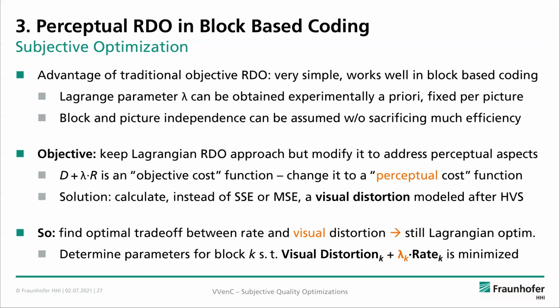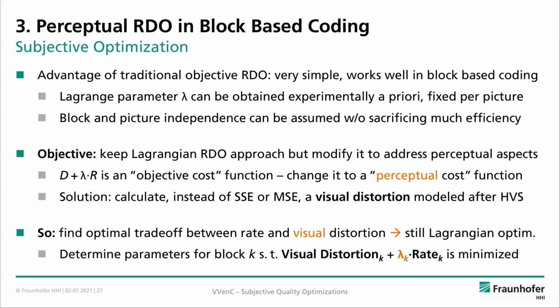What would be nice, of course, is to keep this Lagrangian RDO approach, but to modify it to address perceptual considerations. So this distortion plus lambda r is an objective cost function, and it would be nice if we could turn it into a perceptual or subjective cost function.